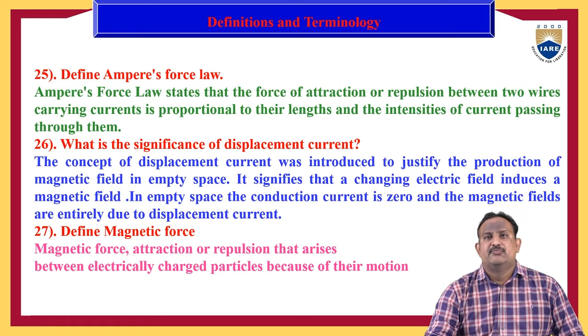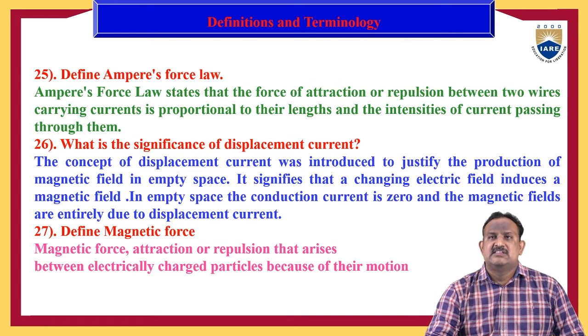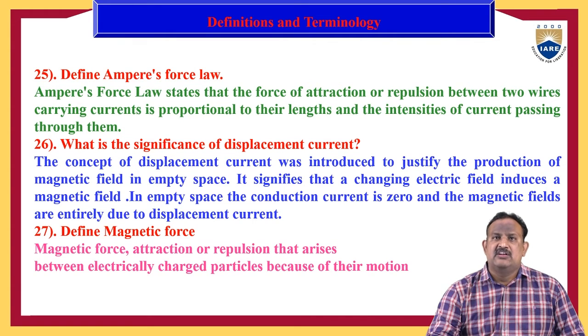Define Ampere's force law. Ampere's force law states that the force of attraction or repulsion between two wires carrying currents is proportional to their lengths and the intensities of the currents passing through them.